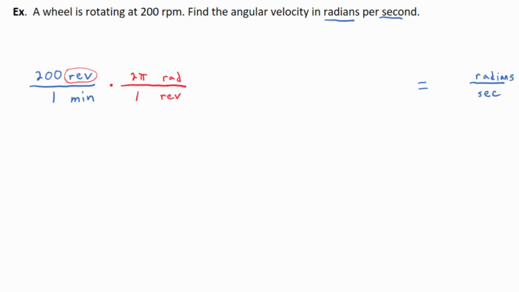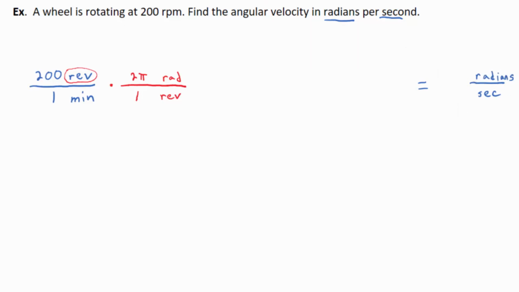And so we just created our own conversion factor. 2 pi radians is equal to 1 revolution. How do you make a conversion factor? Divide one side by the other. 2 pi radians per 1 revolution. So you know that revolutions will cancel. We'll be left with radians. So you know this numerator will be correct.